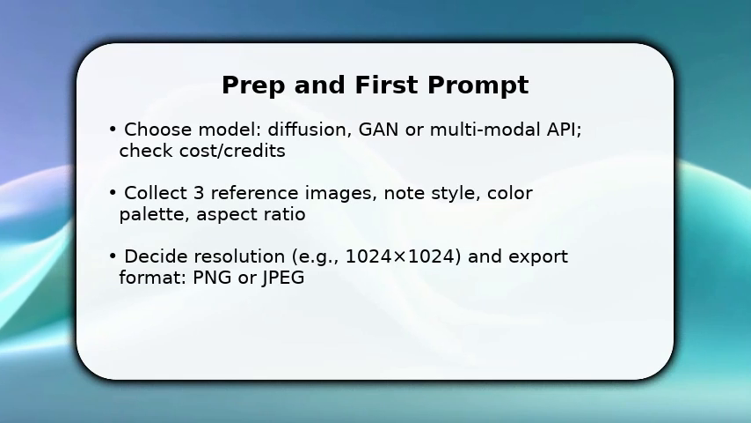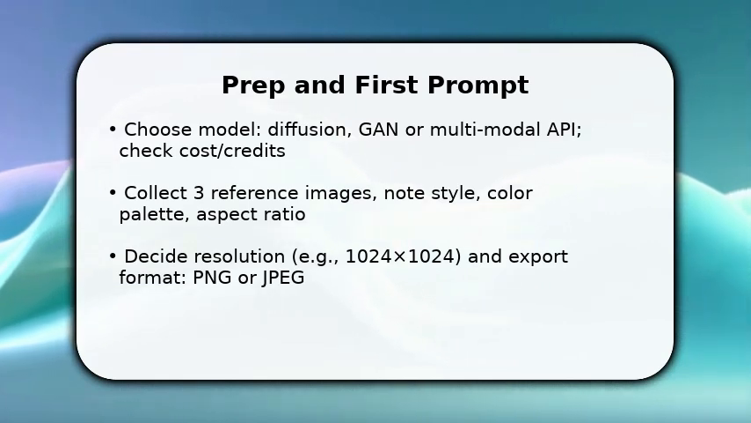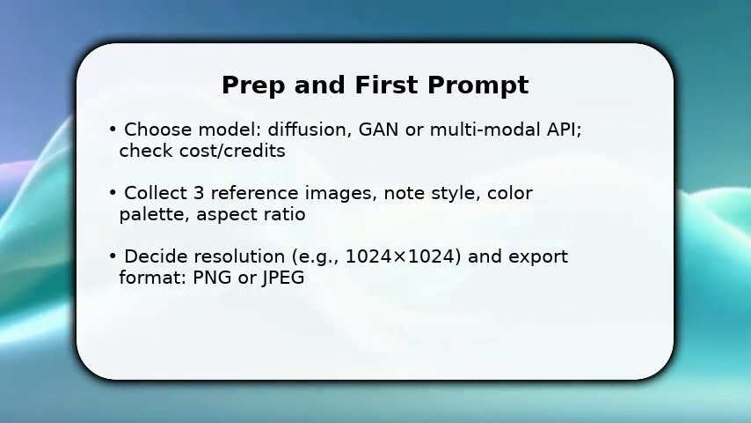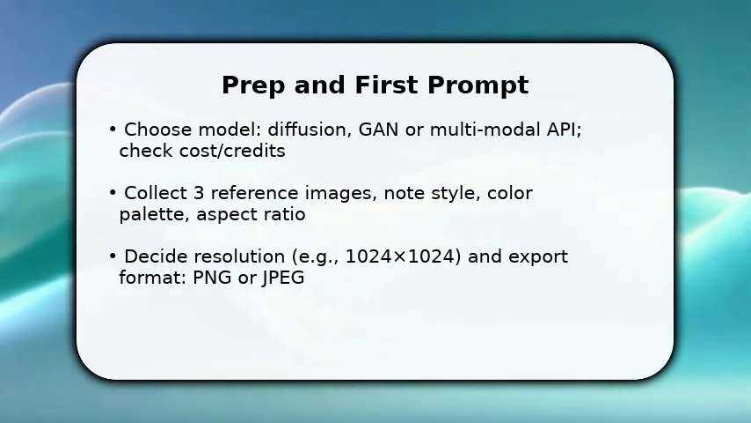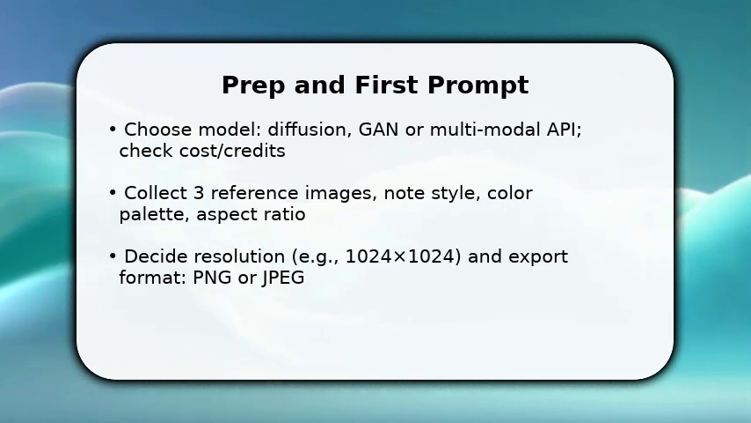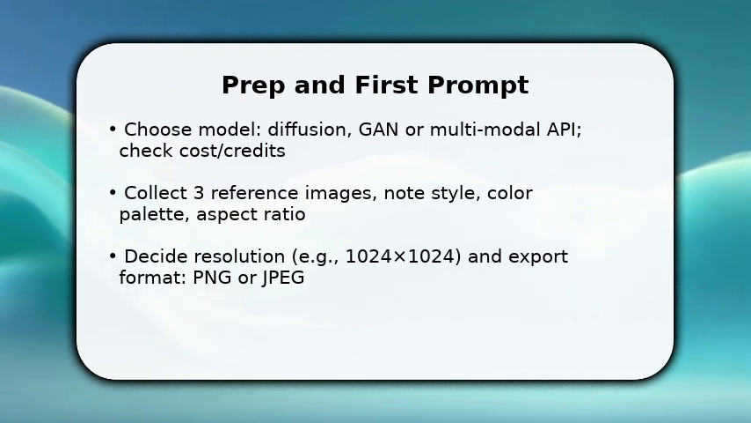You start by picking the model and confirming access. This matters because quality and cost differ. Once done, gather 3 reference images that capture composition and mood so the generator has clear guidance. Make sure to set resolution and output format now. Higher pixels give detail but use more compute.